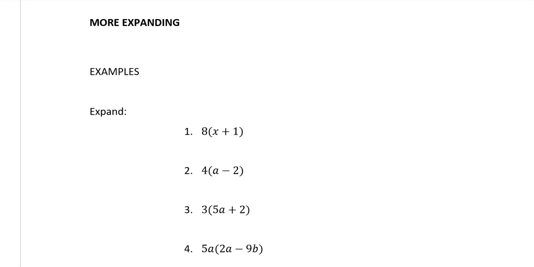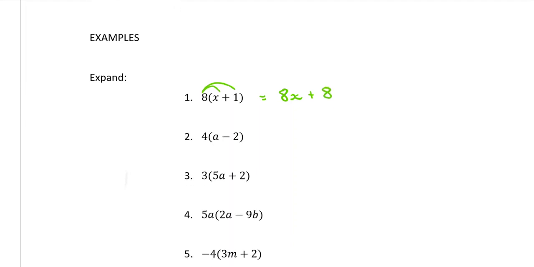So let's have a look at question number 1. We are expanding using the distributive law. So that means whatever is at the front, we times it by each thing inside the bracket. 8 times x is equal to 8x. And then there is a plus sign in the bracket, and we do 8 times 1, which is 8. Okay, let's do that again.